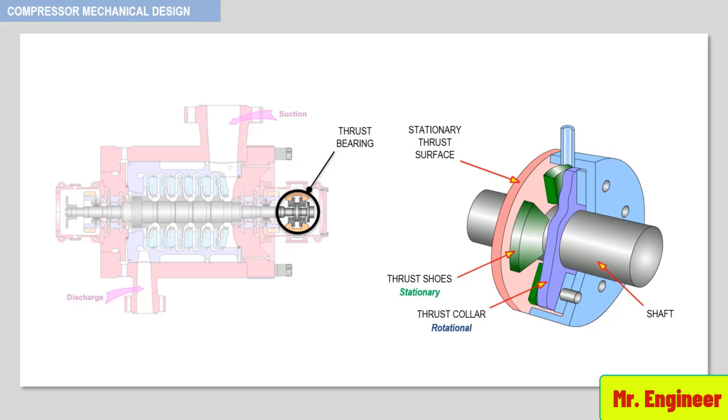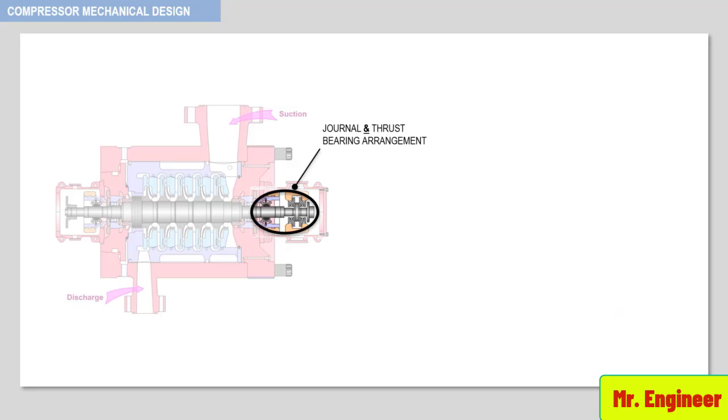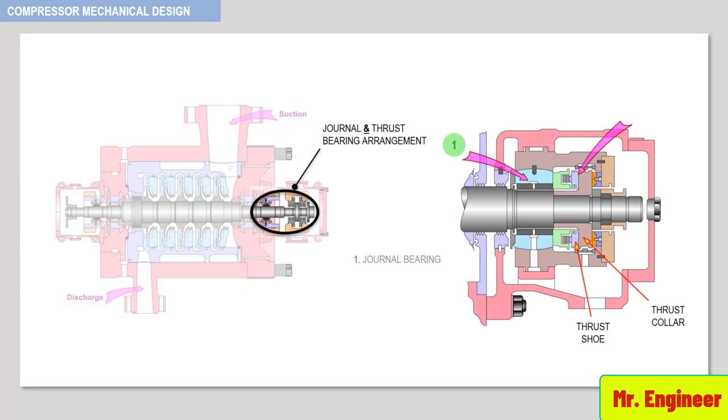High pressurized oil is injected as seen here to ensure a thin film of lubrication between the collar and the shoes. This is done to reduce the friction and dissipate the heat. The following figure shows a combined journal and thrust bearing with the thrust collar and thrust shoes.